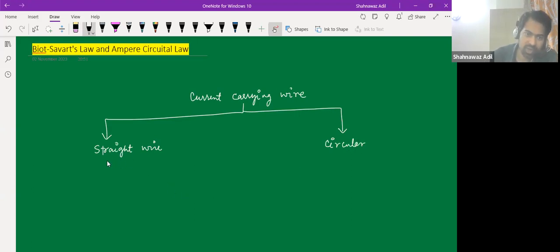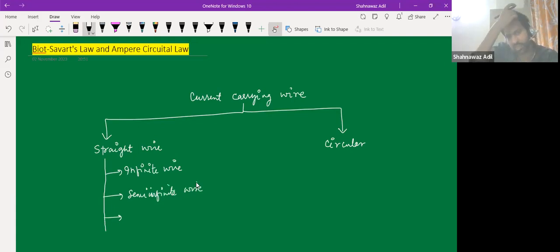For the straight wire, it had three types. One was this infinite wire. The other was a semi-infinite wire. And in the CBSE class, we didn't do this finite wire, so we will do it here. And in this circular wire, we had this full circular wire, full circle.